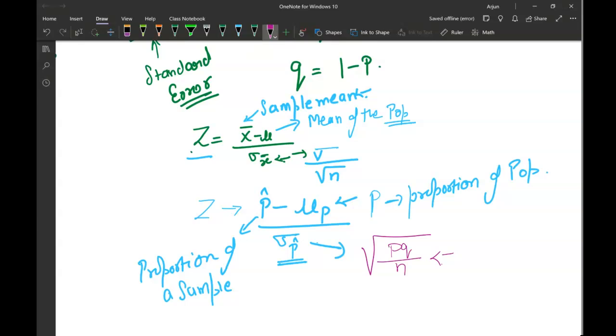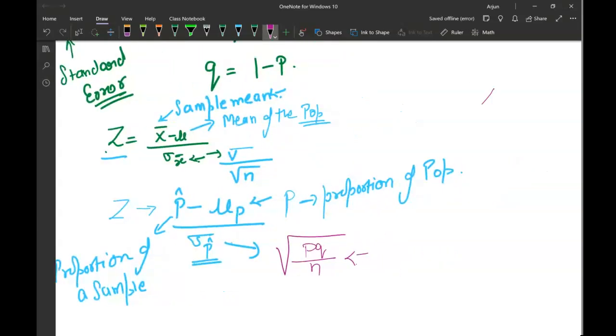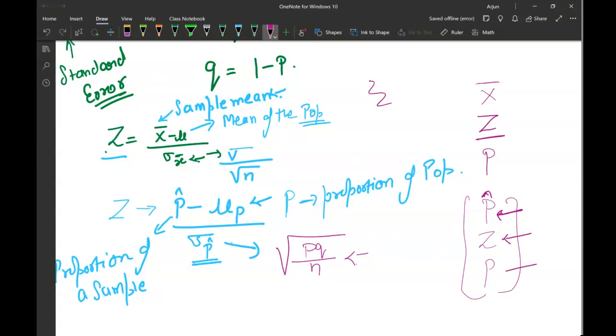Earlier in chapter 8 we had x bar, then z, and then the third thing was probability. Now we will have p, z, and probability. So these are the three things we will be working with. This p is the proportion. I'll write it as p hat actually, and then from there we will find the z and the probability.